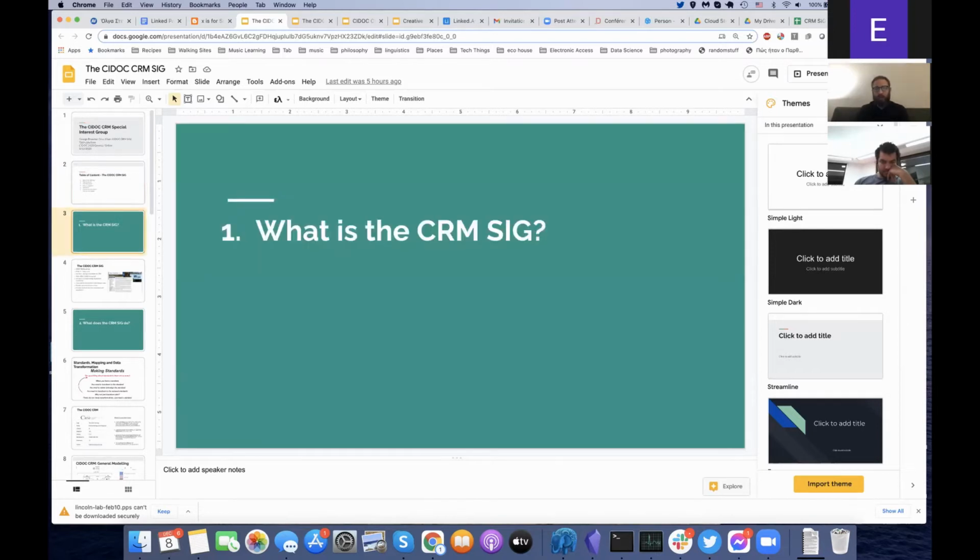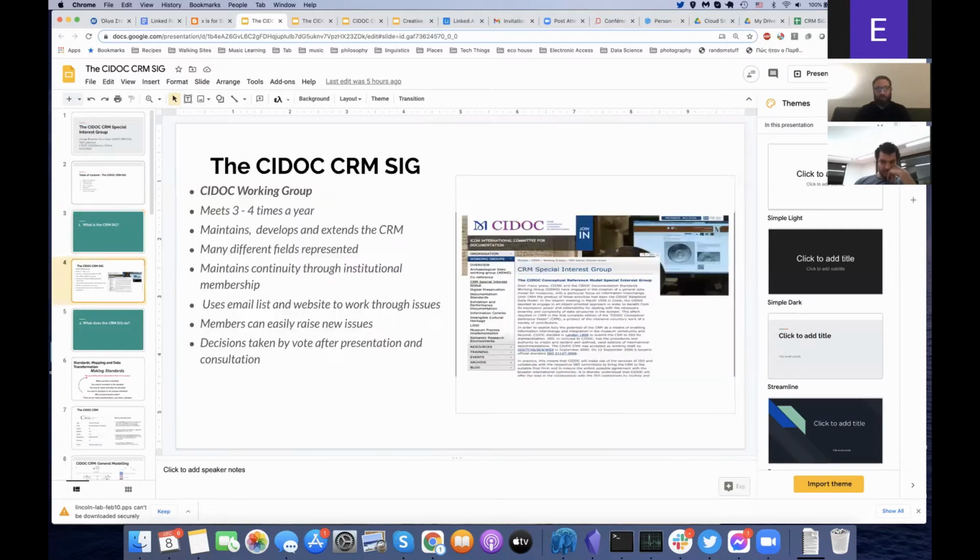So stepping immediately towards the definition of the group itself. The CIDOC CRM-SIG is one of the older working groups of CIDOC, and it has a very active tradition for now over 20 years, and it's very active in maintaining and developing its work. So we meet usually in person, now by Zoom, 3 or 4 times a year. Those meetings exist in order to maintain and develop the CRM, the conceptual reference model that is our responsibility.